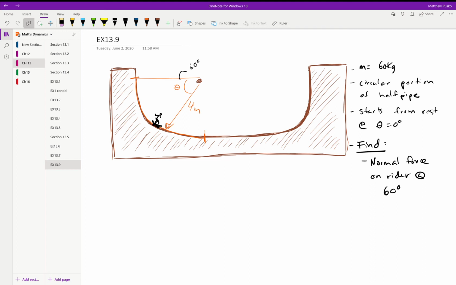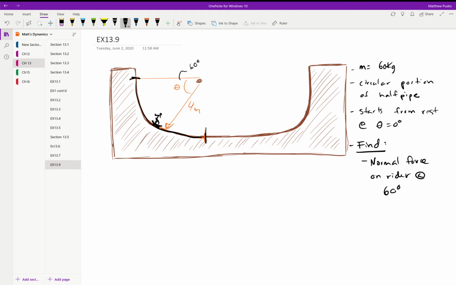Okay, let's take a look at example 13.9. We're going to be using normal, tangential, and binormal components, but we're just using normal and tangential in this problem. We are given the mass of 60 kilograms. The picture in the book draws a circular half pipe, but there's no such thing really. So we're looking at a circular portion of the half pipe, so the radius is constant along the path that he's traveling.